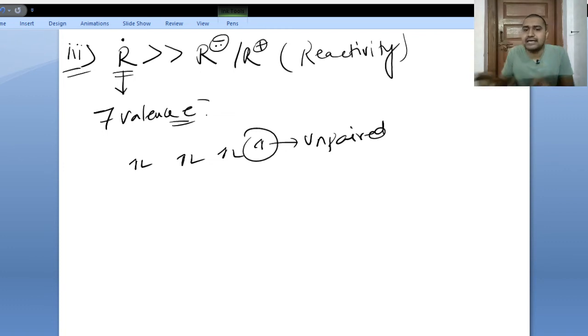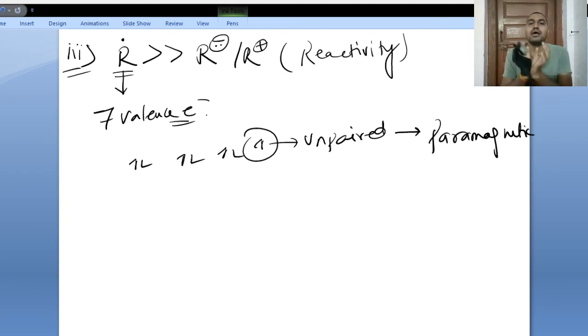So free radicals are always paramagnetic in nature, and this paramagnetism increases your energy. So free radicals are highly energetic because they involve an unpaired electron, which leads to paramagnetism, and this paramagnetism increases your energy. That's why free radicals are highly energetic.